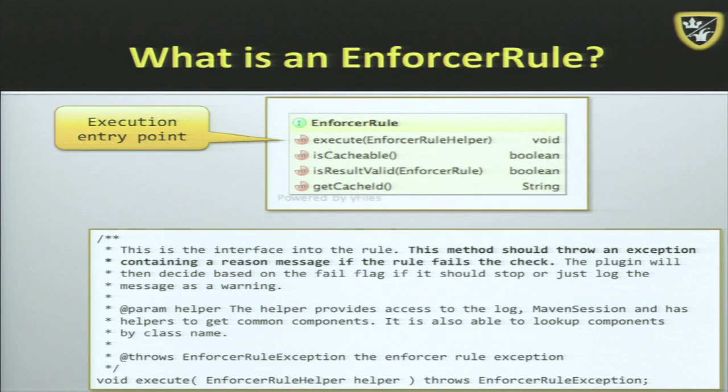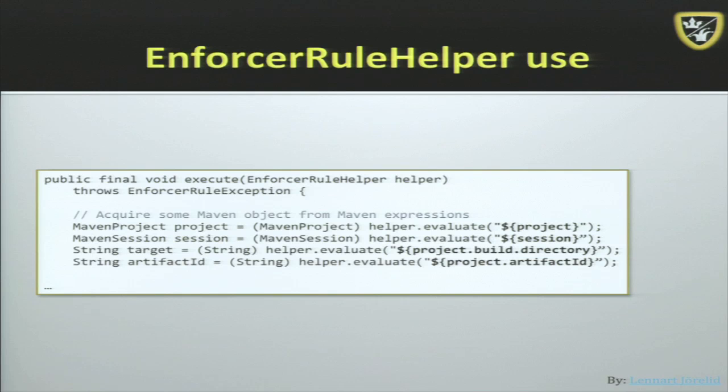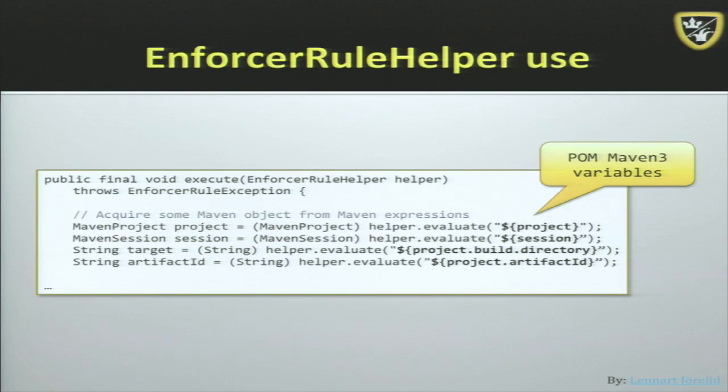And the contract is, all right, it's a void method, so you don't have to return anything. You get this EnforcerRuleHelper thingy from Maven, which is the entry point to Maven. And then if everything goes well, don't do anything. If you find something that is remiss, throw an enforcer rule exception. Right? This EnforcerRuleHelper thingy is something you can use to dig out stuff from Maven.